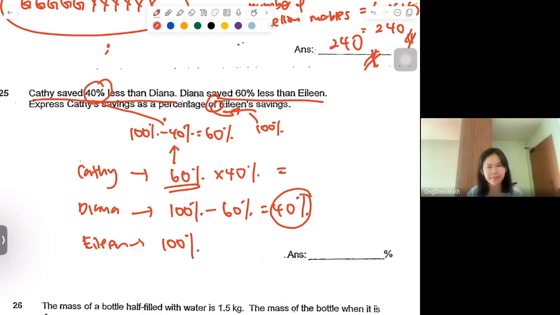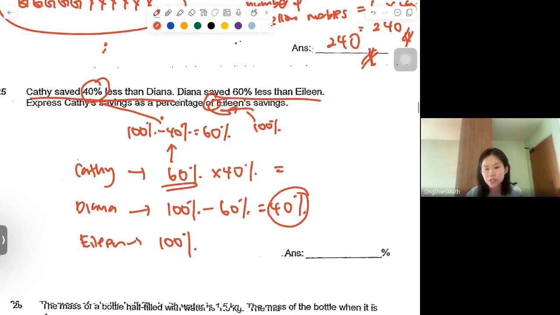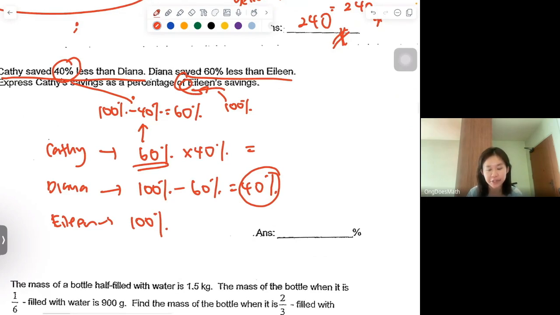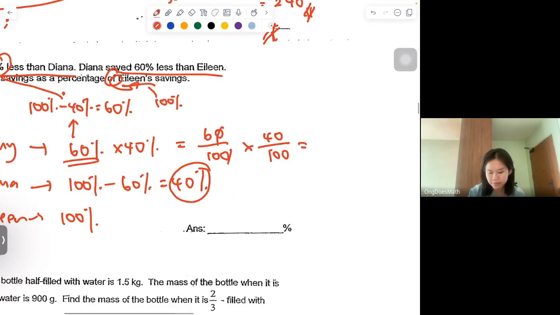Okay, so we never learned percentage times percentage, but what we did learn is fraction times fraction. So we just have to express the percentage as a fraction, then everything works out fine. So 60%, I hope you remember, is 60 over 100. 40% is 40 over 100. So now we can simplify things.